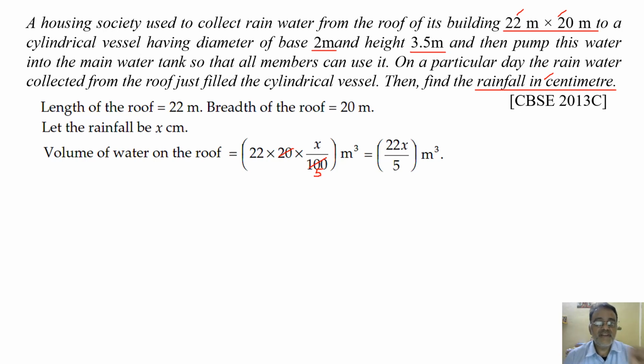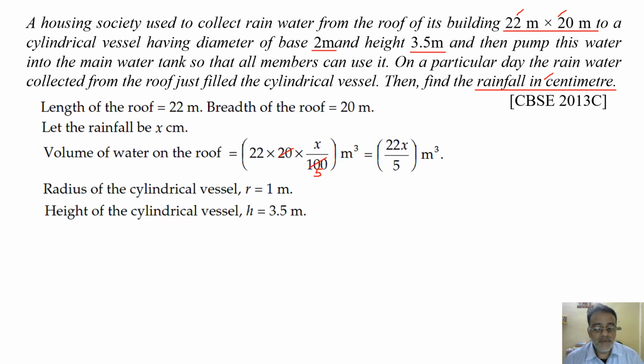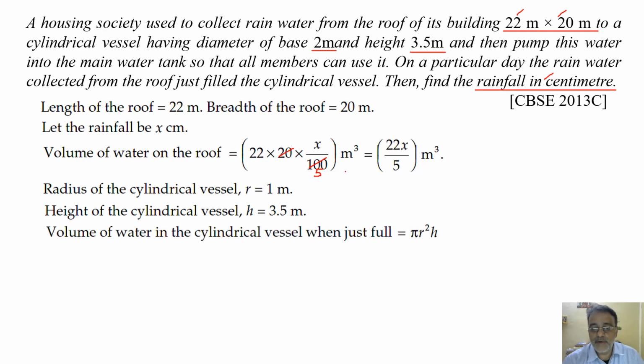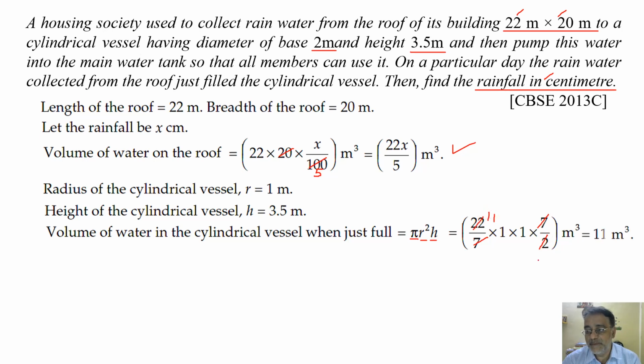Now radius of cylindrical vessel 2 meter base है तो 1 meter हो जाएगा, and height is 3.5 meter. So volume of water in the cylindrical vessel when just full, it is pi r square h. So 22 upon 7 पाई का वैल्यू सब्सटीट्यूट करेंगे क्योंकि ये सिलेंड्रिकल फॉर्म क्यूबिकल फॉर्म में है. सो 22 अपॉन 7 इंटू 1 इंटू 1 इंटू 7 बाई 2. तो 7 is cancel and this is also cancel. We are getting 11 meter cube.